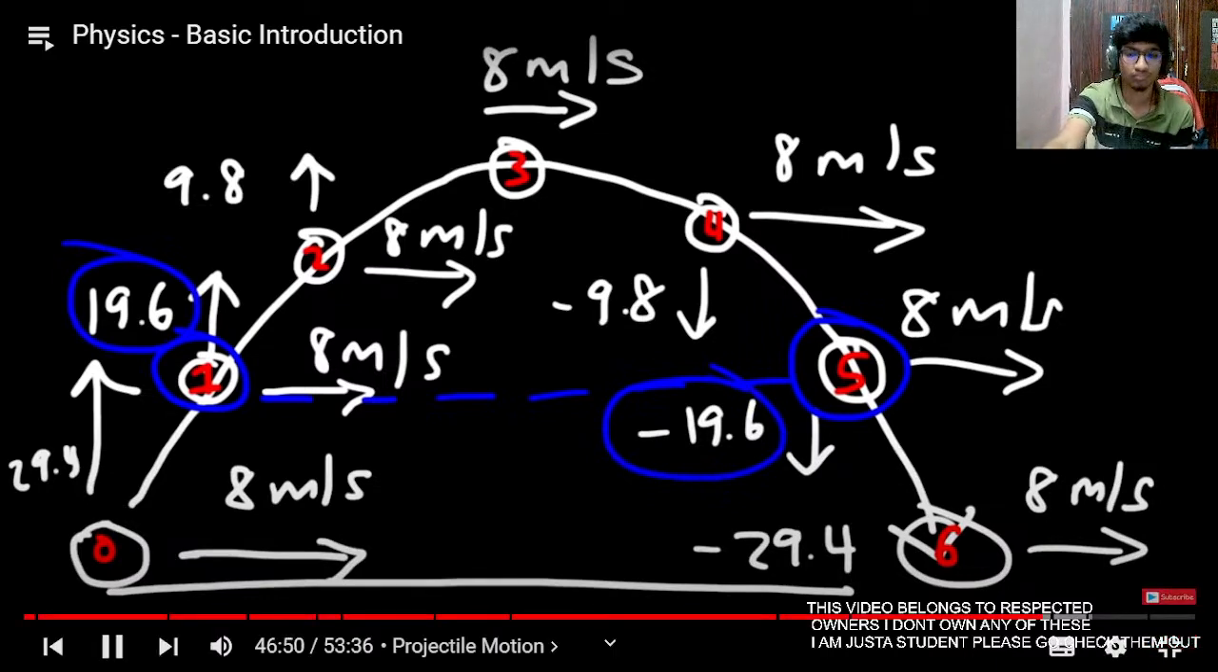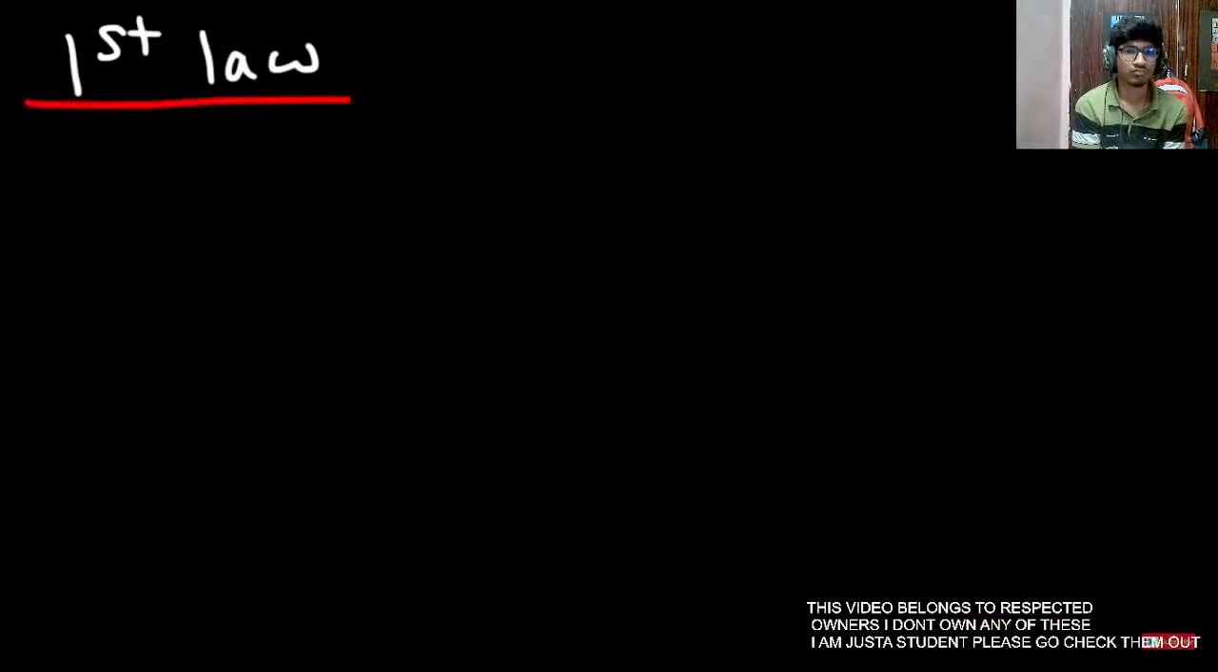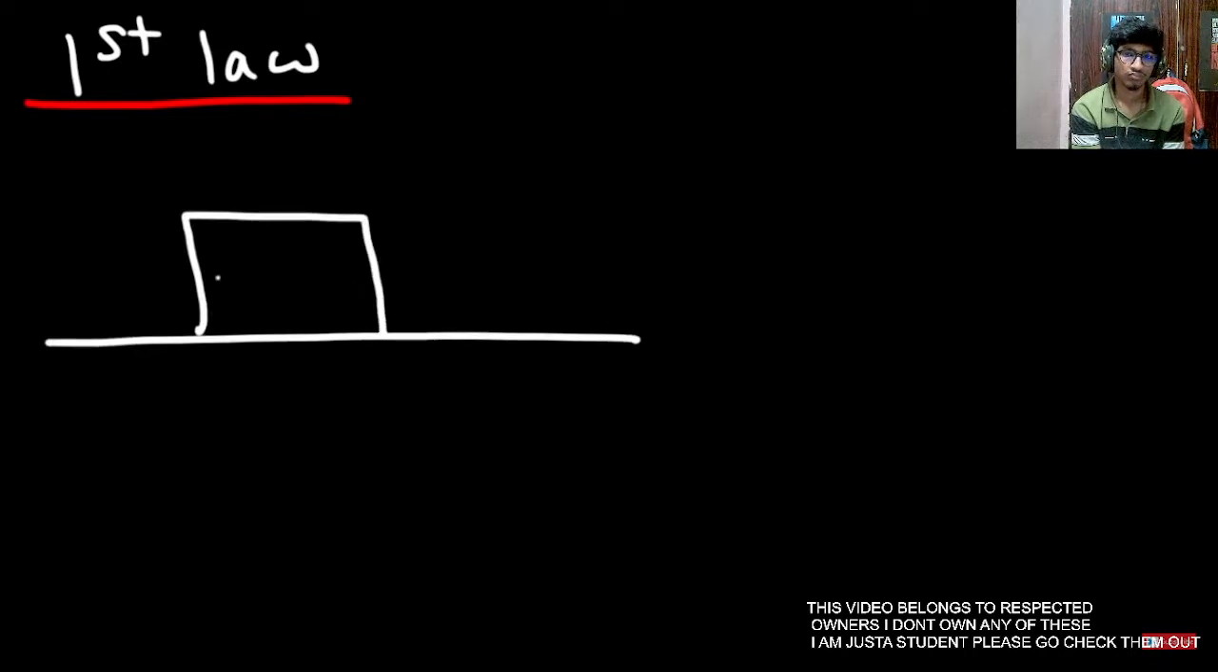So the velocities just have opposite signs. Now let's talk about Newton's first law. The basic idea behind Newton's first law of motion is that an object at rest will remain at rest unless acted on by a force. And an object in motion will continue in motion unless acted on by a net force. So let's say if we have a box and it's at rest, it's not moving. The only way we can get this box to move is by applying a force. And a force is a push or pull action.